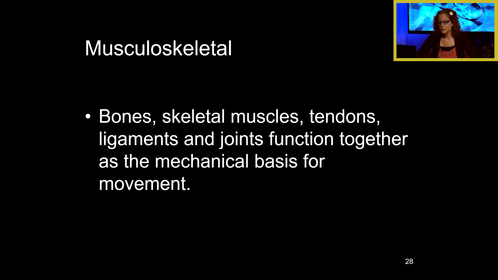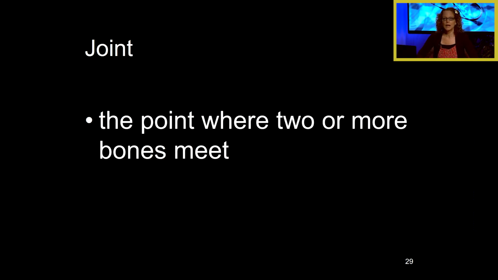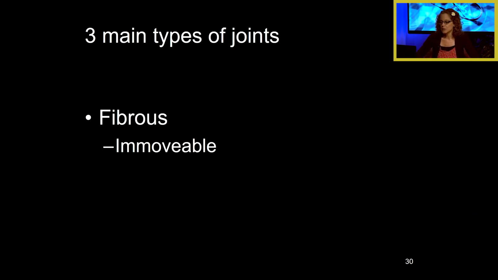So our bones, our skeletal muscles, our tendons, our ligaments, and our joints all function together as the mechanical basis for movement. So let's take a little bit of time and learn about joints. Joints are the point where two or more bones meet in the body. And we have three main types that we're going to talk about in this lecture.